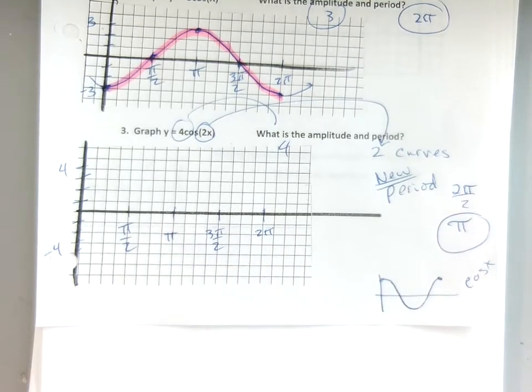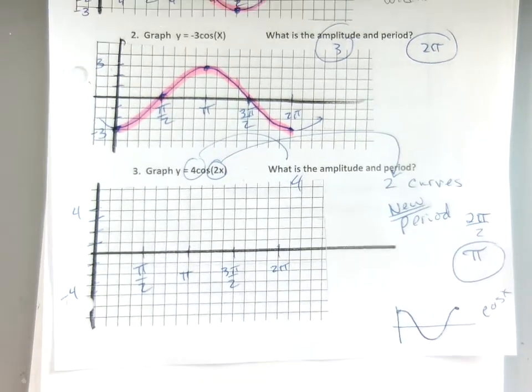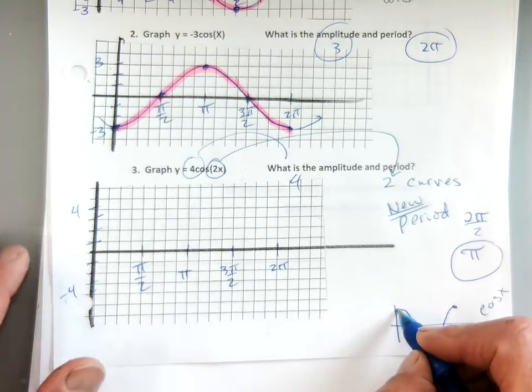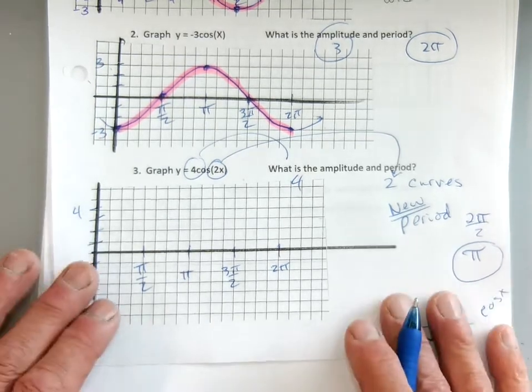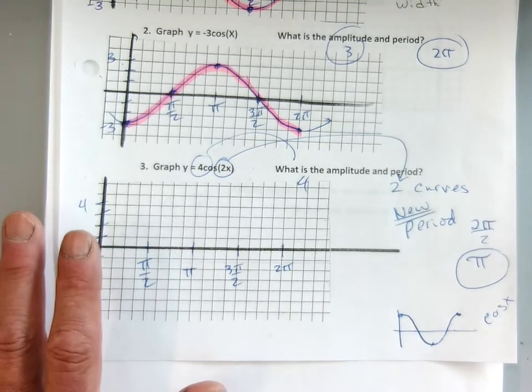Does that make sense? When I graph them, I always like to take a look at the fact that there's 5 important points. On the cosine curve, there's the beginning, the end, the middle, and then the 2 quarters. So I'm going to do a dot to dot. Watch my dot to dot.